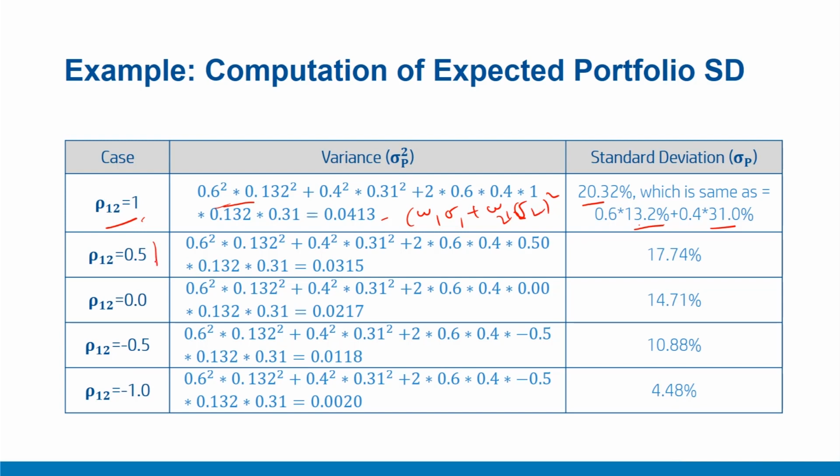Now, as we keep on decreasing the correlation using the same formula, please notice the portfolio risk or standard deviation comes down gradually: 17.74% for a correlation of 0.5. All the other things remain the same. For correlation equal to 0, the standard deviation is 14.71%. For correlation equal to -0.5, the portfolio risk is 10.81%. Please note that the portfolio risk is minimum when correlation is -1. So this shows that as correlation decreases, more and more risk is decreased and diversification is achieved.